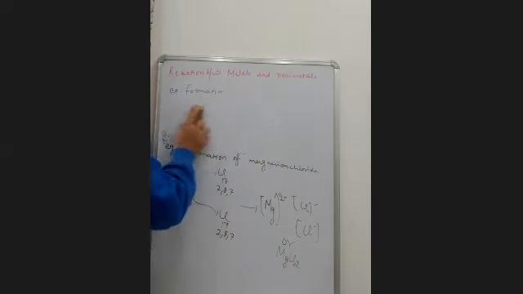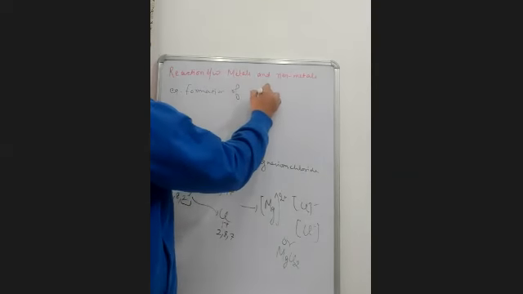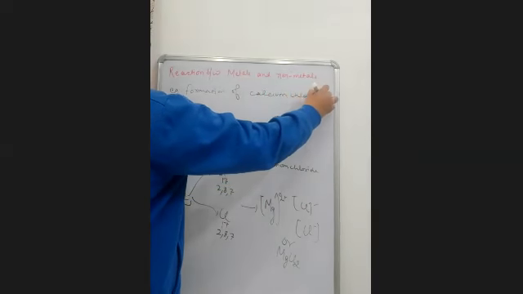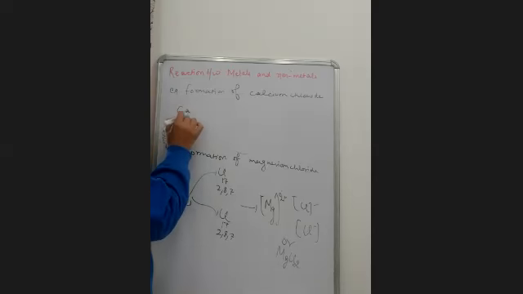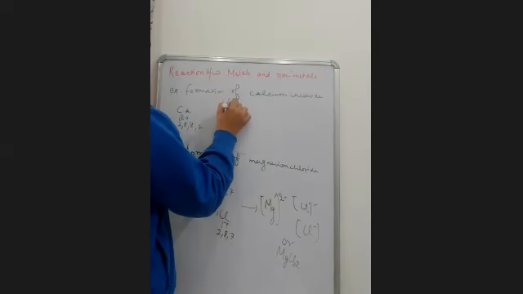Similarly, we can form calcium chloride. Formation of calcium chloride. Calcium, atomic number 20, configuration will be 2,8,8,2. Atom combining with calcium is chlorine. Atomic number 17, configuration will be 2,8,7.